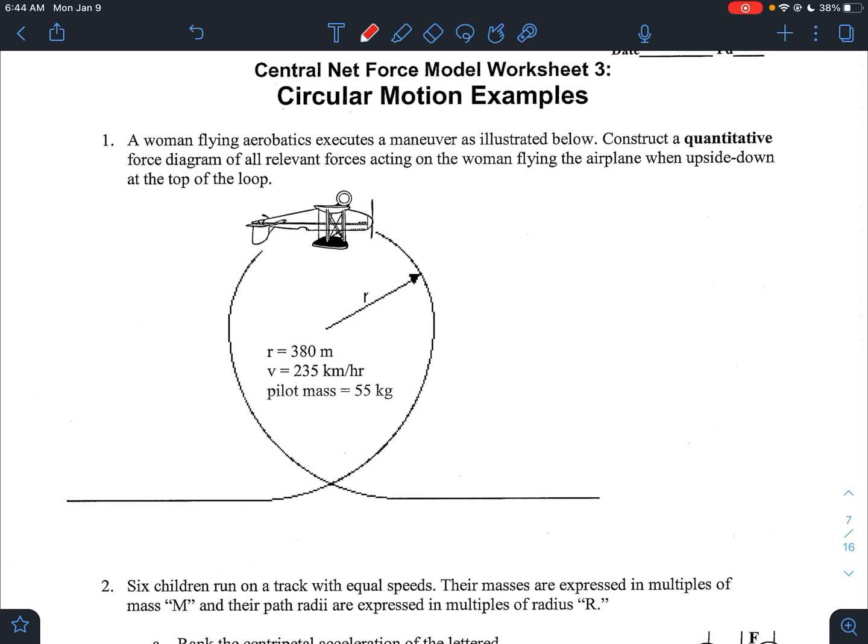So for question 1, we have the passenger that's inside the airplane, which would be located right about where that star is, and the passenger would be upside down. So, drawing a force diagram for this problem to start off. Here's our passenger, and we have two forces, force due to gravity and normal force acting on the woman flying the plane. Now, we don't know which force is larger.